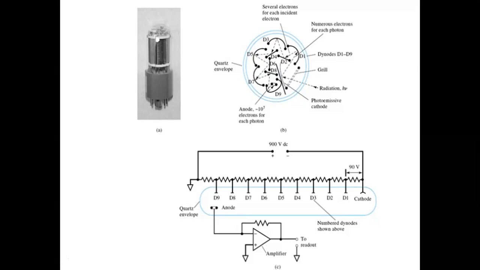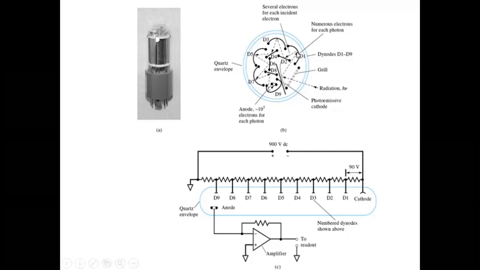Let's say one photon comes and hits the cathode. Because of that photon, several electrons will be generated, and then they will go to dynode 1, in this direction. Look at the direction of the arrow. This is dynode 1. Because of one photon, several electrons will be generated, and those electrons will go and hit dynode 1.